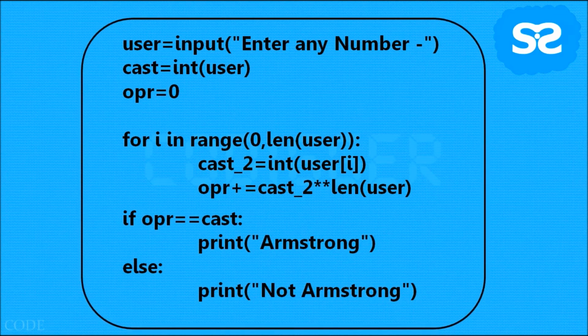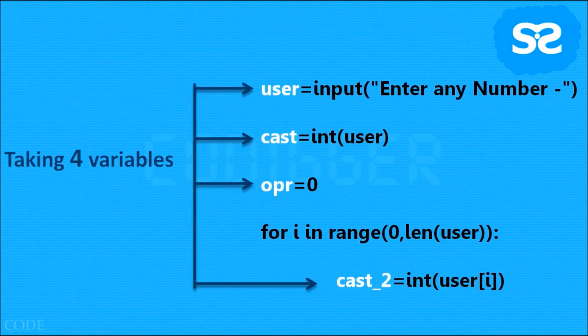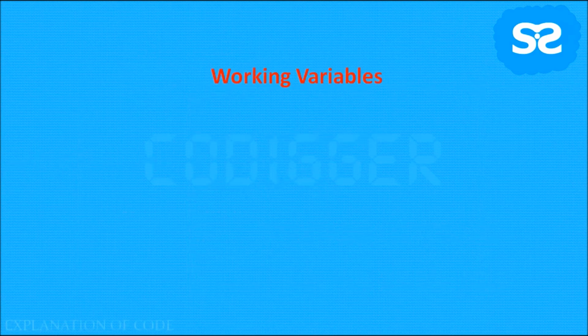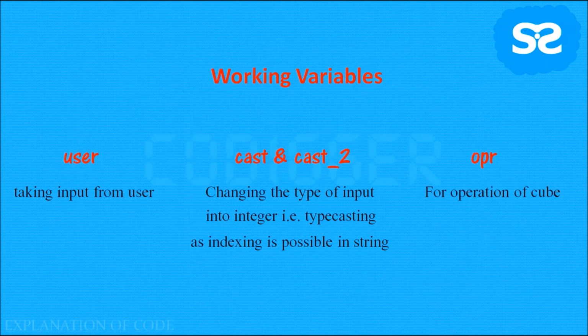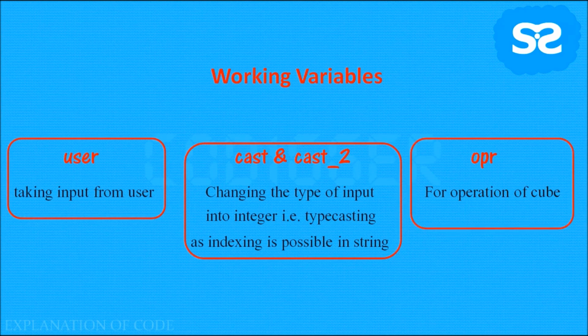Explanation of code. Initially taking 4 variables: user, cast, OPR, cast2. User for taking input from the user. Cast and cast2 for changing the type of input into integer, that is typecasting. OPR for operation of power. Simple structure, so let's move forward.